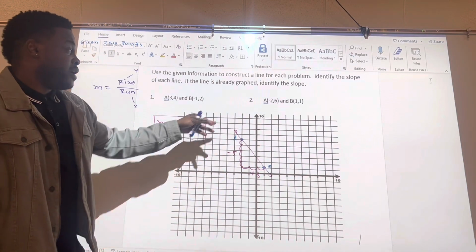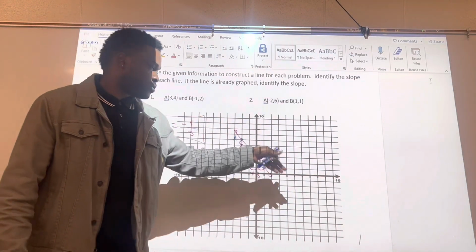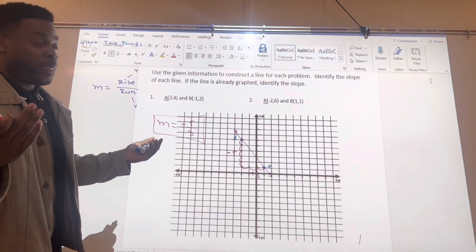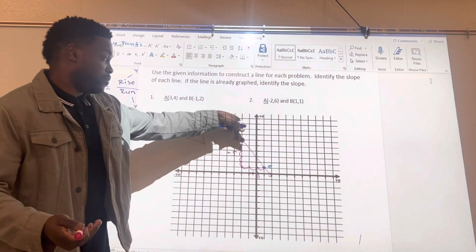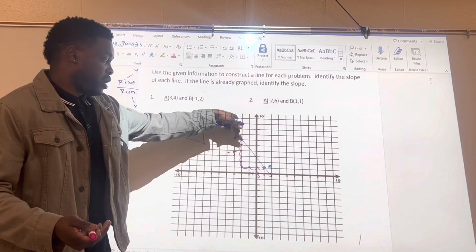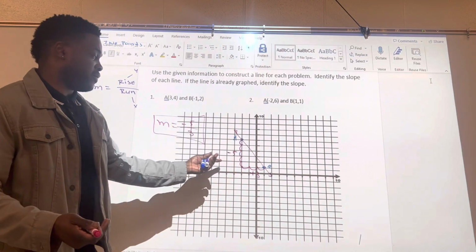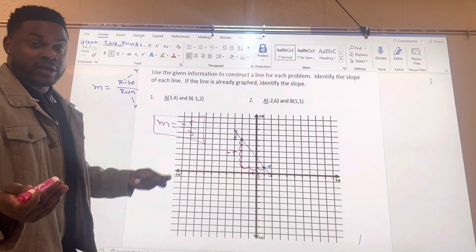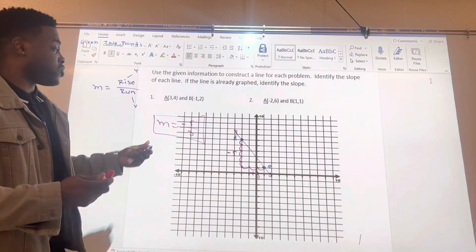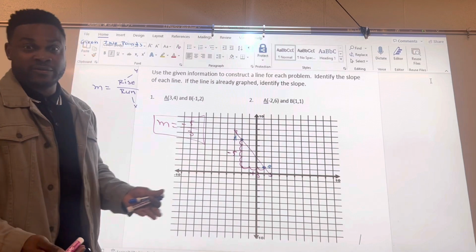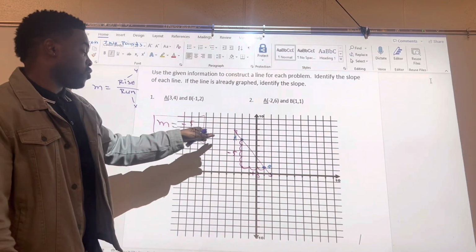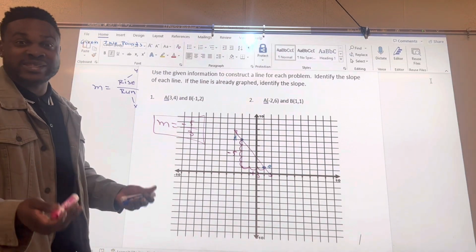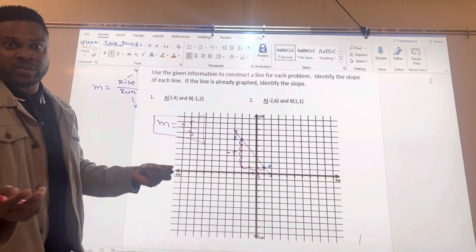You notice that if your graph is coming from the top left to the bottom right, it has to be a negative slope. And you see that we get our rise, which is -5, and then we run, which is +3. So you see that it makes sense. You know that the answer is correct. But if your graph is coming from the left to the bottom right and you get a positive slope, something is wrong.